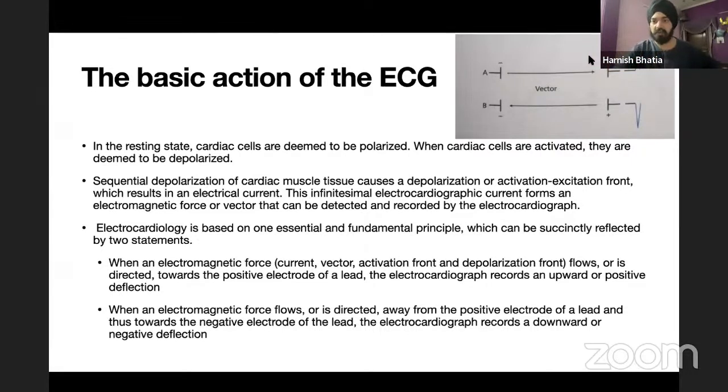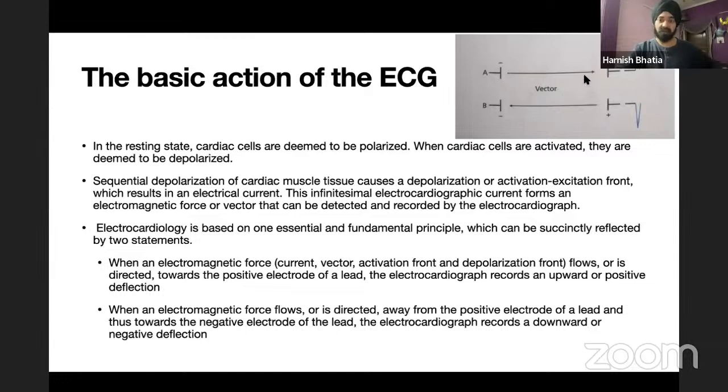Isko samjho. Like you see in this figure. This is the negative electrode and this is the positive electrode. So whenever a current or vector is flowing from negative to positive electrode, the ECG will show a positive deflection. And whenever the current is flowing from positive to negative direction, the ECG will show a negative deflection. Okay? Ye samajhna bahut zaruri hai. Yehi samajh mein aayega to aage ki sari cheezein samajh mein aayengi. So just remember, it's very important to understand this concept.